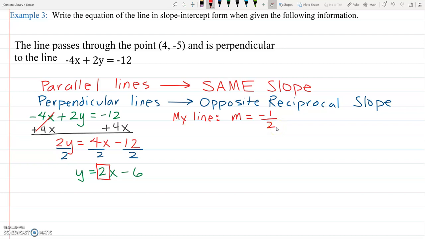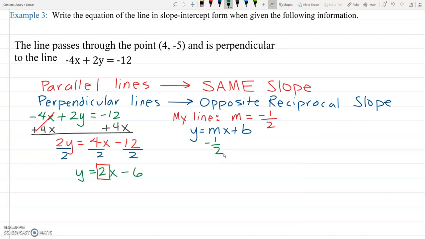Now all of this work that I just did over here to the left, I don't care about anymore. I'm done with that. I don't care about this equation anymore. Okay? So right now I have my slope. I need my y-intercept. I'm going to find it the same way we did before. I'm going to use slope-intercept form. So y equals mx plus b. Okay, I know that my m is negative 1/2. I just plugged that in.